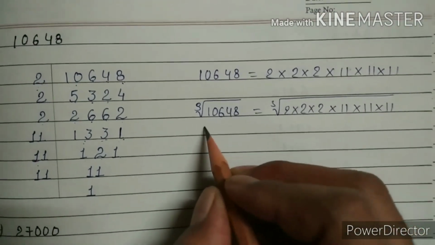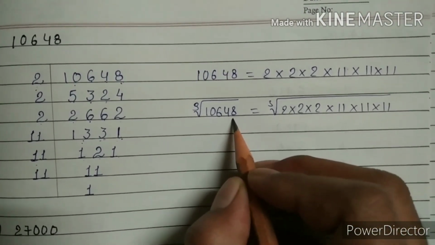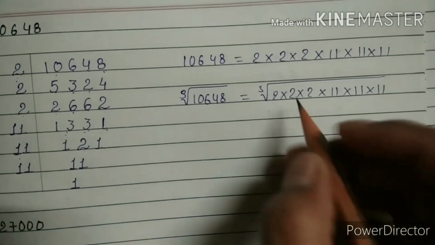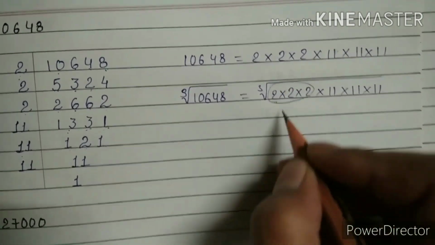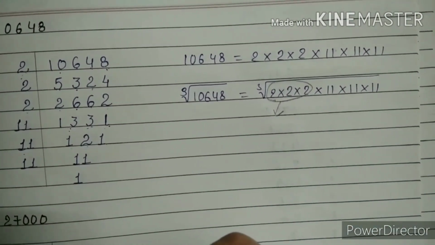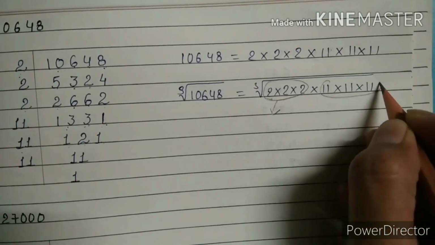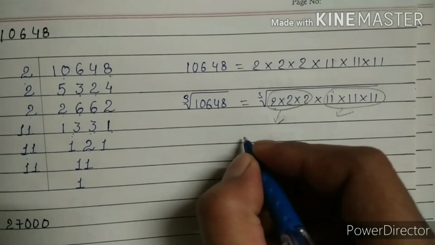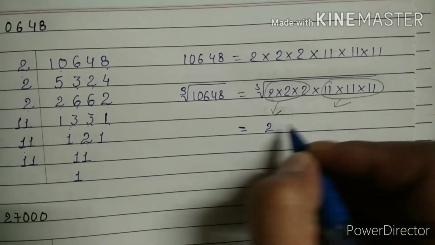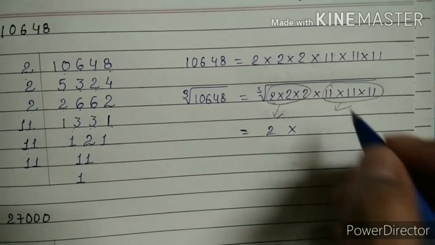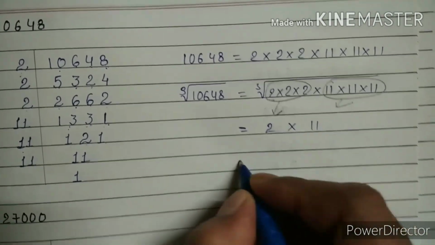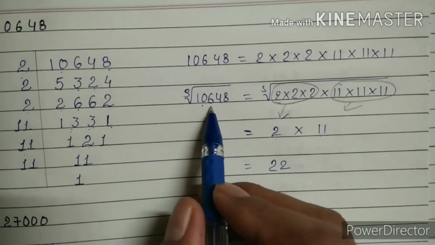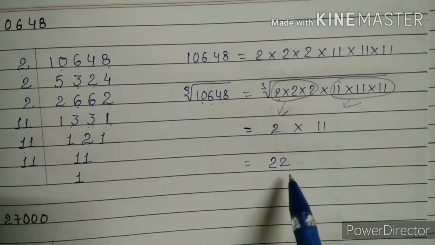We have to find the cube root of 10,648. That's why we are putting the cube root on both sides. So the first pair will give one value out of the cube root, and the second pair of 11 will also give a value only one time out of the cube root. So this is the first 2 of the first pair, and this is the 11. 2 11s are 22. So the cube root of 10,648 is 22.